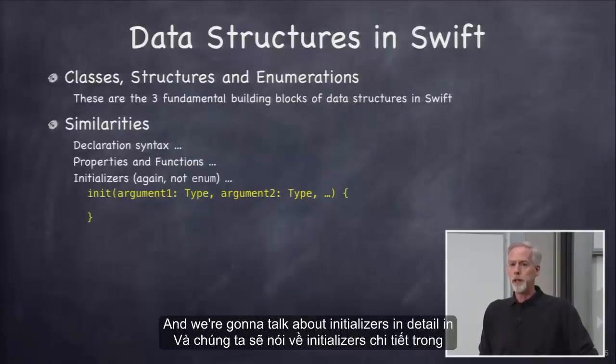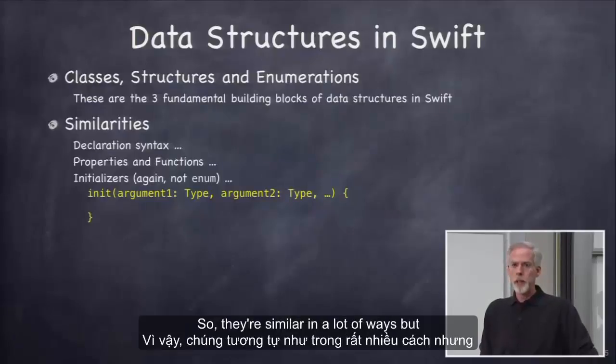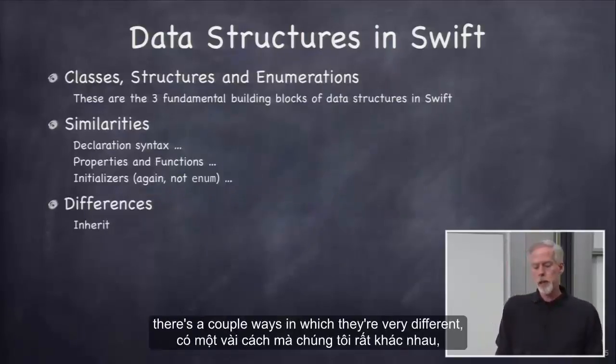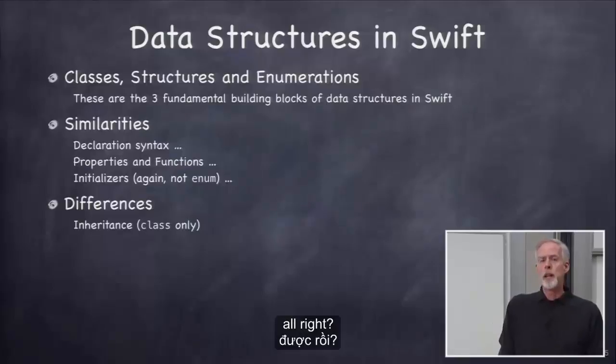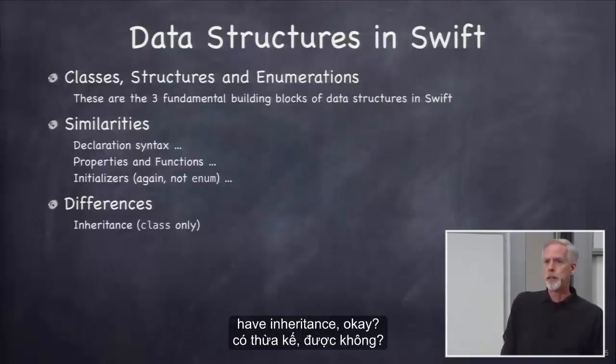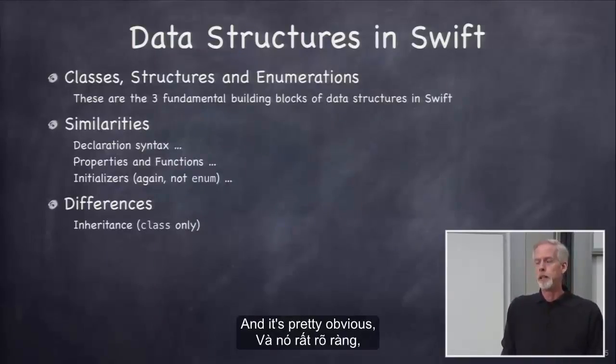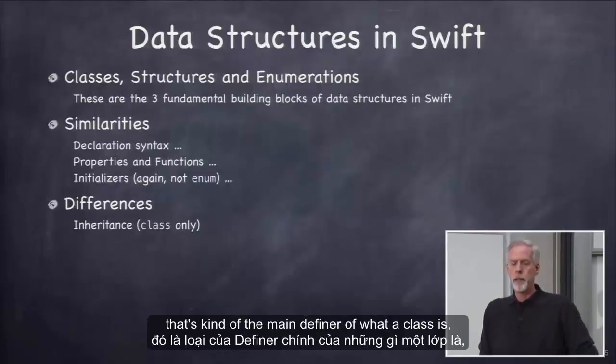And we're going to talk about initializers in detail in a few slides. Okay, so they're similar in a lot of ways, but there's a couple ways in which they're very different. All right, classes are the only ones where you have inheritance. Okay, and it's pretty obvious. That's kind of the main definer of what a class is.